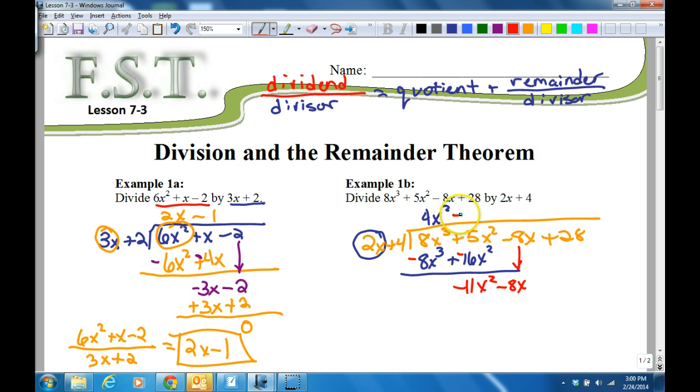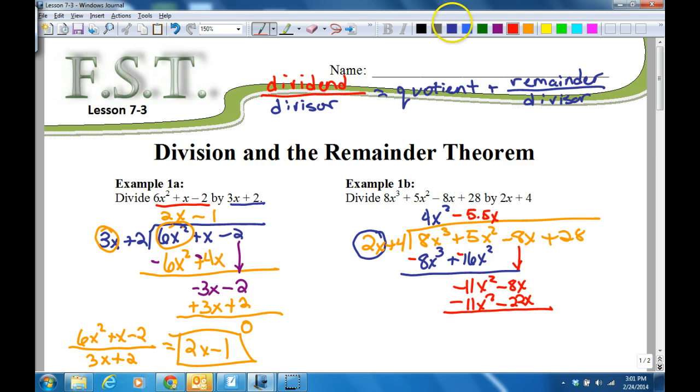Yep, it goes into it 5.5. So I'm going to say negative 5.5x, right? Multiply that by 2, I get negative 11x squared. And what is 5.5 times 4? Yep, 22.